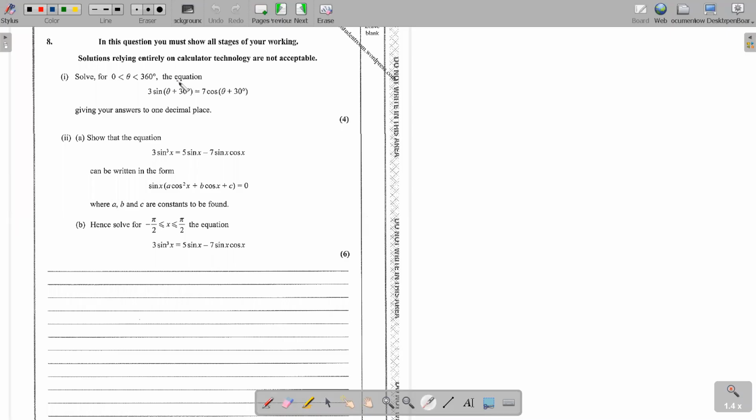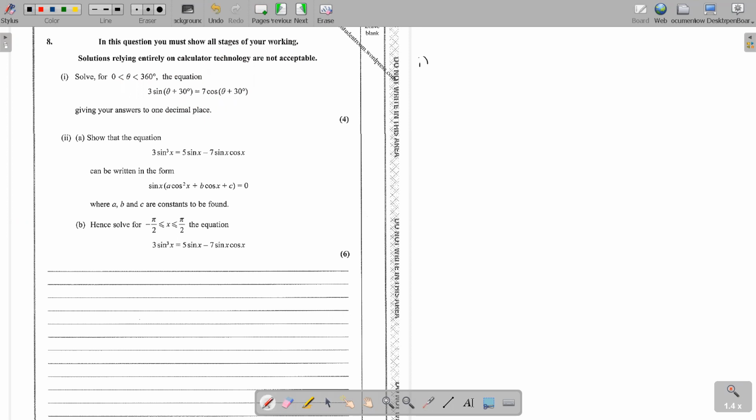Okay, moving on to question number 8. In this question, we must show all the stages of our working and solutions, because you can't rely entirely on a calculator. So let's work on this. Solve for theta in the range between 0 and 360 the equation 3 sine (theta plus 30) equals 7 cos (theta plus 30), giving your answer to one decimal place.